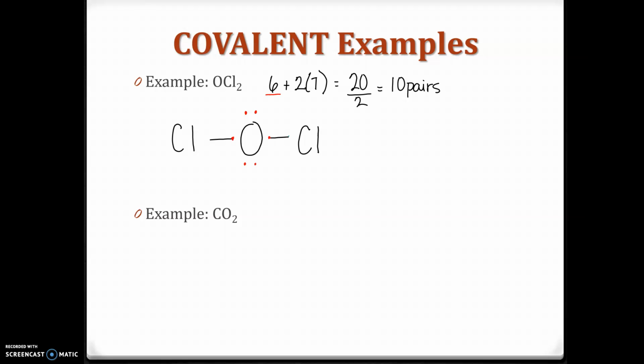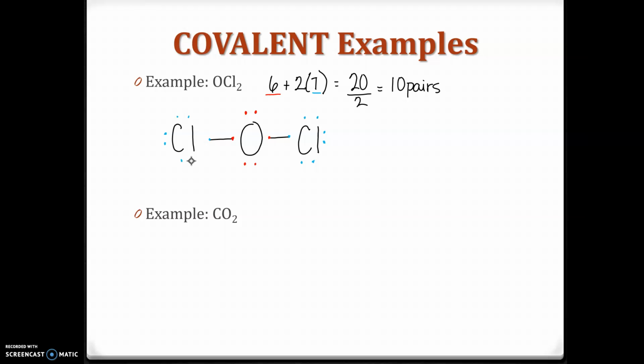Chlorine has contributed 1 electron to each bond also, and each chlorine atom has 7 valence electrons, so we have 6 more. So there's 7 valence electrons, 1, 2, 3, 4, 5, 6, and then the 7th one here that it has contributed to sharing. 2, 3, 4, 5, 6. So we worked on the central atom first, gave it the rest of its electrons, and then we worked on the outer atoms.